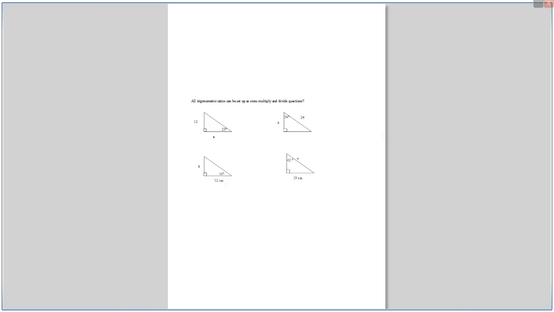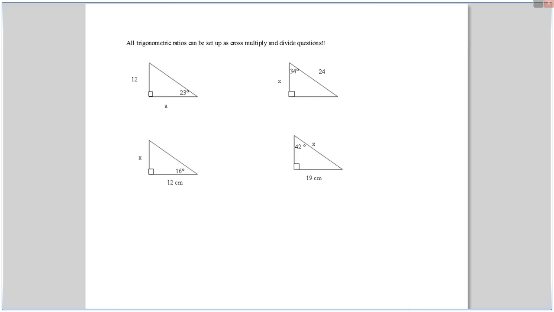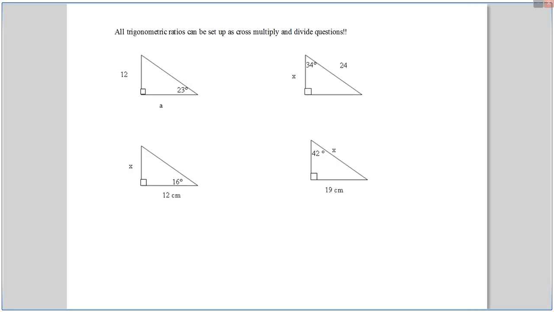The next thing. All trig ratios can be set up as a cross multiply and divide question. Highlight that. So that's lovely. Do you guys know how to cross multiply divide? Let's just quickly review cross multiply divide.